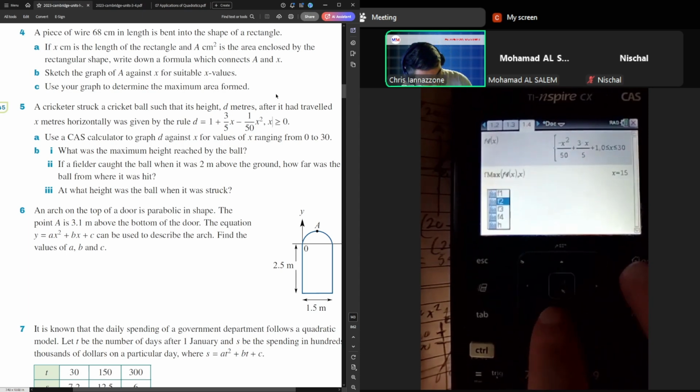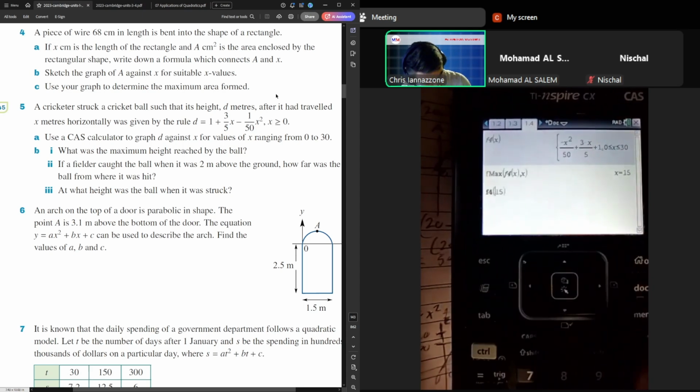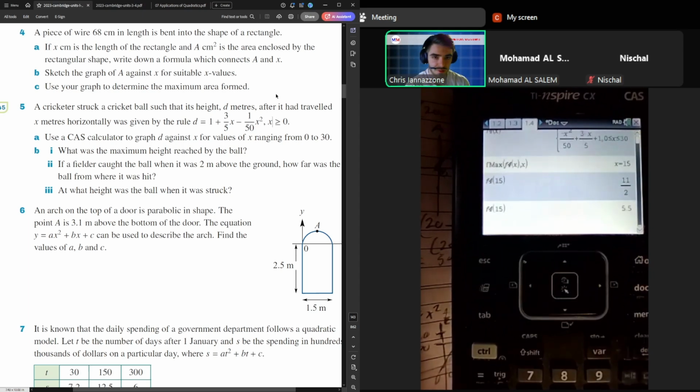You then plug that back into your function because you don't want an x, you want a y instead. That's going to give you 11 on 2, which of course was in fact 5.5. So it's just a way to get it to exact where the graphing tool doesn't usually give it to exact. Well, it doesn't ever give it to exact actually. Clear enough?